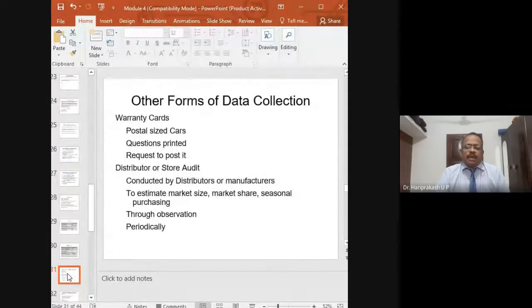Then another one is distributor or store audit, which is another technique of collecting data. Here the data is collected from the retail store. How many products are sold? How often are products sold? If you want to find out which products are sold faster, if you want to do a study on that.